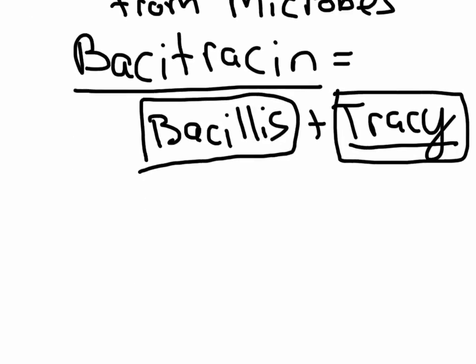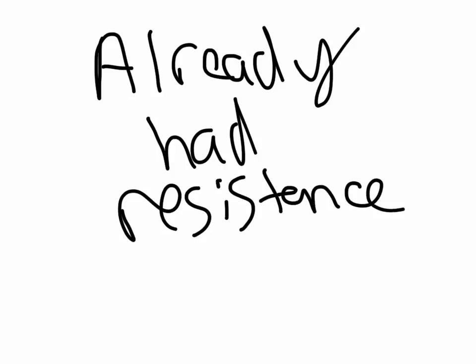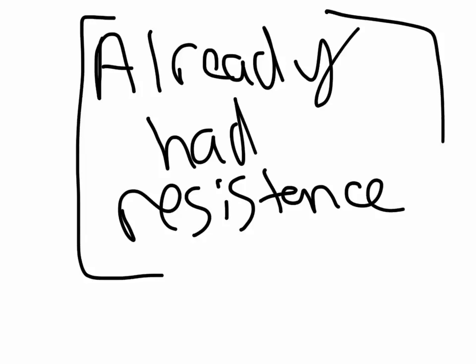So if Bacillus subtilis was producing bacitracin and it was not dying from that antimicrobial drug, then how was it not dying? The answer is it already had resistance. So every bacteria that produces an antibiotic already has resistance to that antibiotic, and it produces the antibiotic so that it can kill other bacteria and have a competitive advantage.